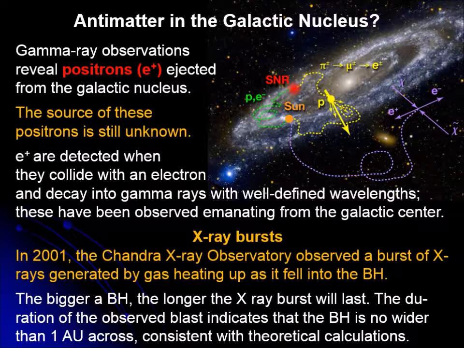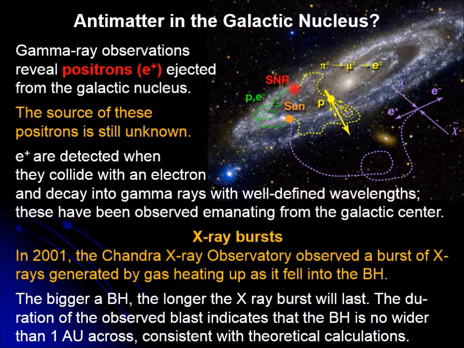Well, the fact that you can detect the photon doesn't mean that it came directly from where the positron was produced. The positron can be produced and can travel some distance before being annihilated. So we cannot find the source of the positrons just by capturing the photons, but we can get an idea of where they are produced, more or less the region of the galaxy.